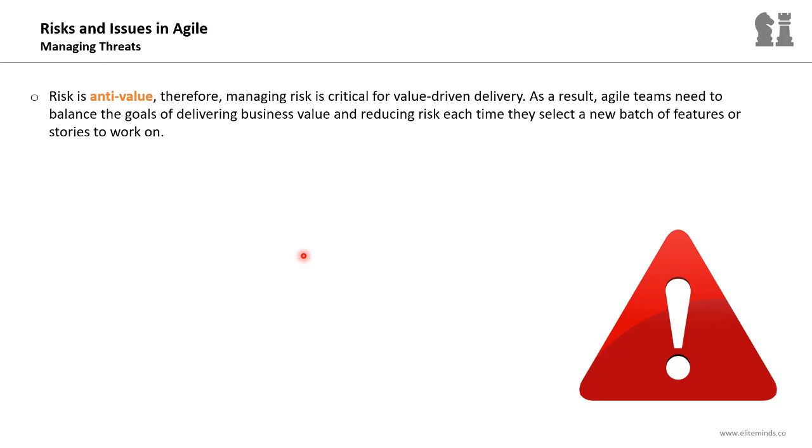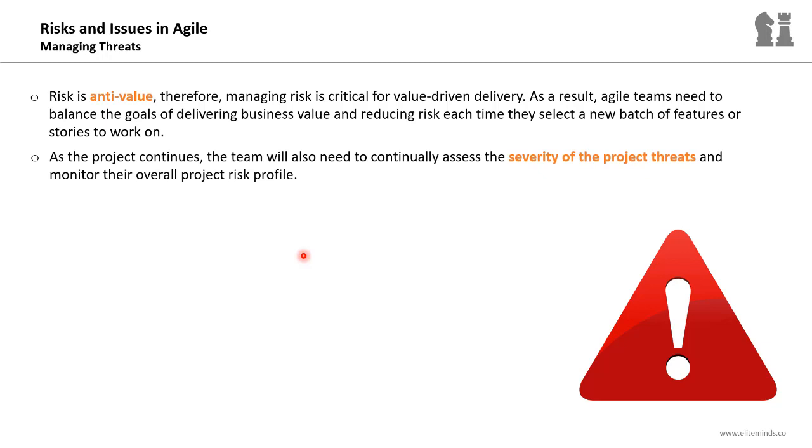As a result, Agile teams need to balance the goals of delivering business value and reducing risk each time they select a new batch of features or stories to work on. So it's not enough to consider the value we are expecting from a feature, but it is also important to consider the risk associated with developing this user story.